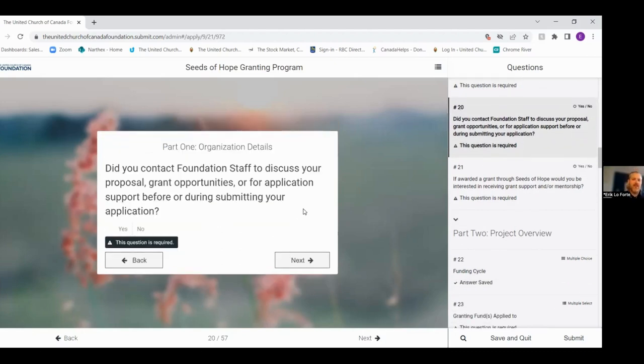Did you contact the foundation staff before you submitted your application? This is a yes or no question. Depending on your answer, it'll give you a drop-down menu saying how and when did you talk to them. It is not a prerequisite to talk to staff before, so don't feel that you have to say yes. It's just, again, another touch point of where is this relationship with your organization? Is it new? Is it pre-existing? And it gives the committees a good sense of that.